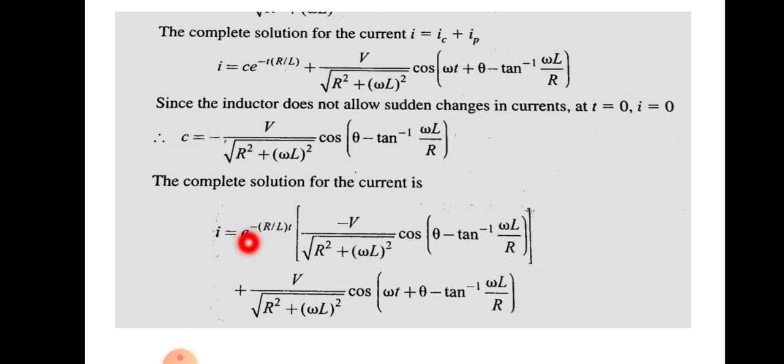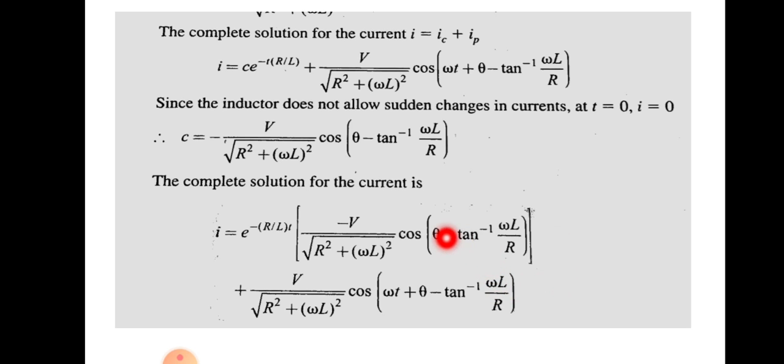So we can write the complete solution as i equal to e raised to minus R by L into t into minus V by square root of R square plus (L omega) whole square into cos(theta minus tan inverse of L omega by R), plus V by square root of R square plus (L omega) whole square into cos(omega t plus theta minus tan inverse of omega L by R). So for an RL circuit which has a sinusoidal input, the solution of the current is like this.